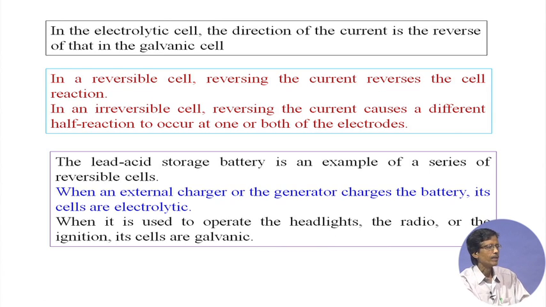So that gives us a very good idea. The definitions for anode and cathode will also be different depending on whether we are talking in terms of a galvanic cell or an electrolytic cell.